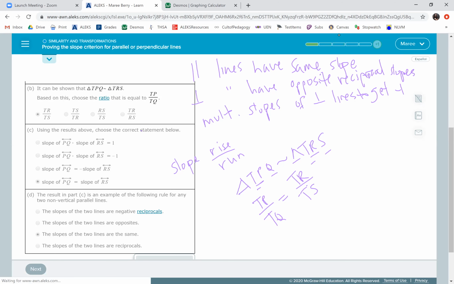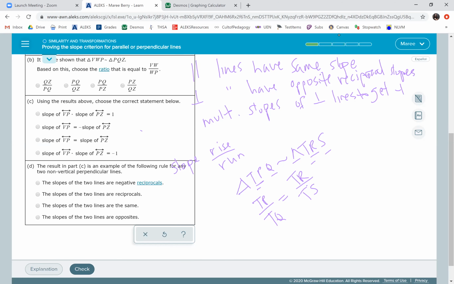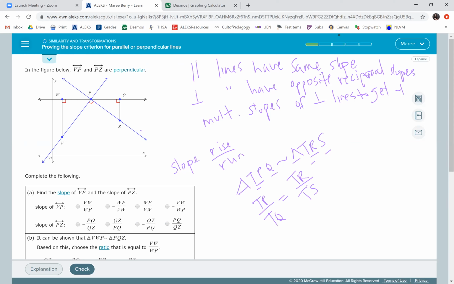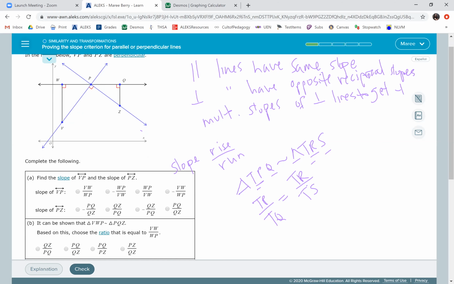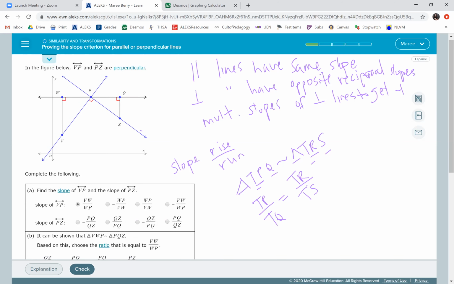Okay, let's do another one. Hopefully it will be perpendicular. Yes. The slope of VP, so we're looking at this one, and the slope of PZ. The slope of PV is VW over WP. I think it's that one, right? So rise over run. PZ is a negative slope, so it's got to be either the first or the third. And we want ZQ on the top because that's our rise. So we want this one.